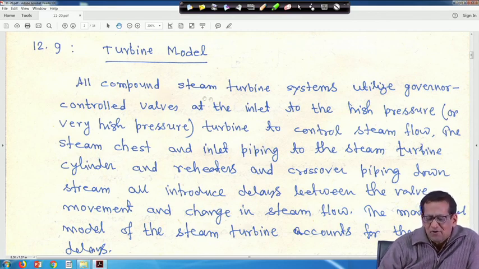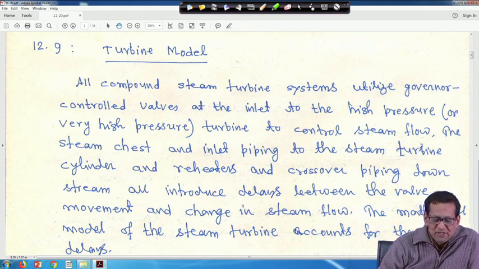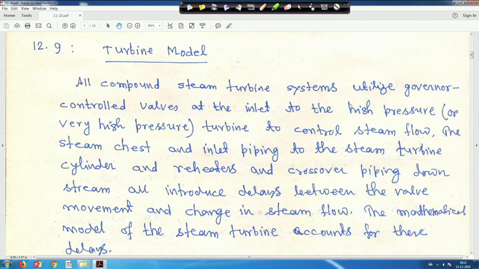All compound steam turbine systems utilize governor control valves at the inlet to the high pressure or very high pressure turbine to control the steam flow. The steam chest and inlet piping to the steam turbine cylinder, and reheaters and crossover piping downstream, all introduce delays between the valve movement and the change in steam flow. That means there are details that cannot be covered in this course.